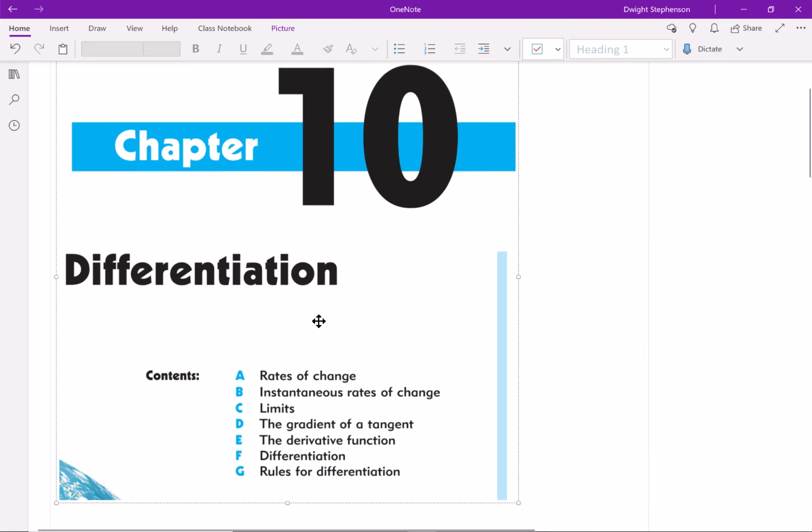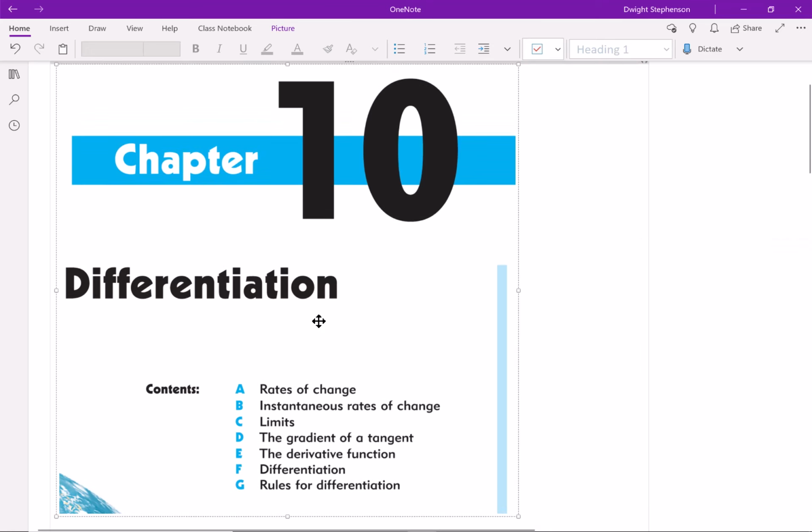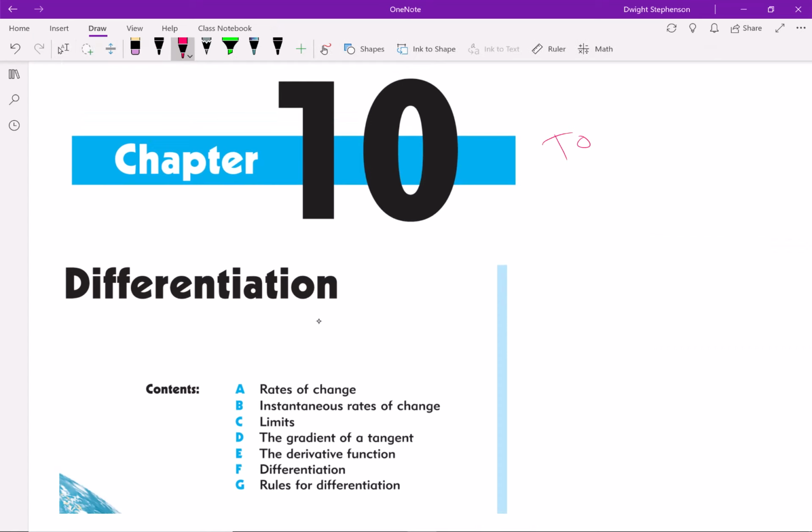Hello, everybody, and welcome to our first lesson that's going to be talking about calculus. We're doing it in this order just because the book follows this order. This is actually topic 5 in the syllabus, but there's no reason you have to follow the syllabus exactly.